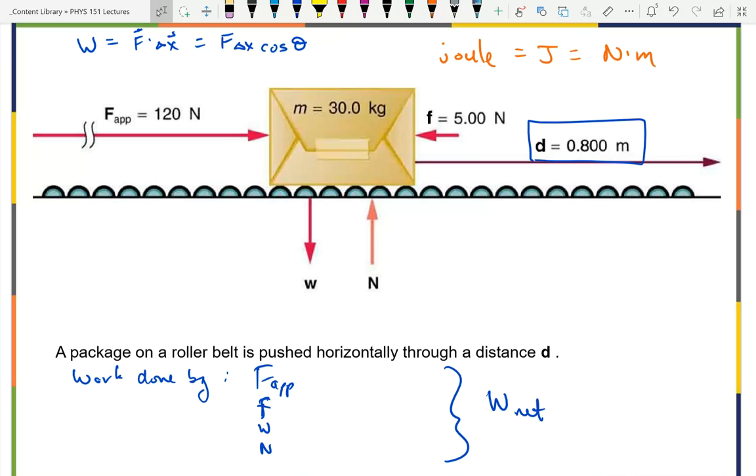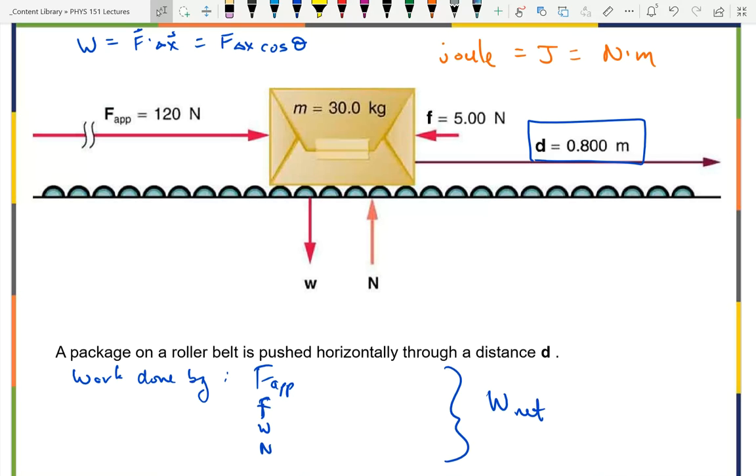Yeah, you don't see that anymore. No. Okay, so why are these gentlemen saying no? Because it's vertical and not horizontal. Because the angle between them is 90 degrees. What's cosine of 90 degrees? 0. Okay, what about the normal force?